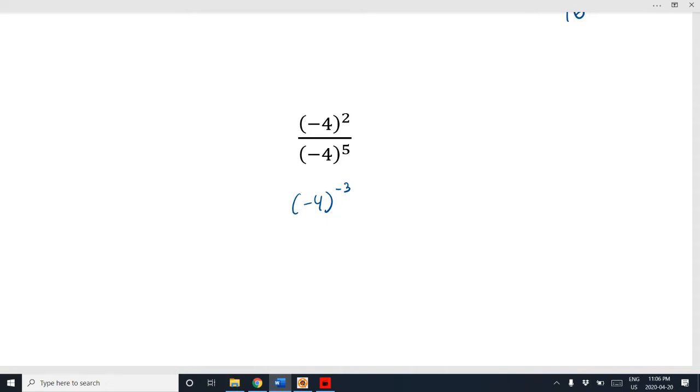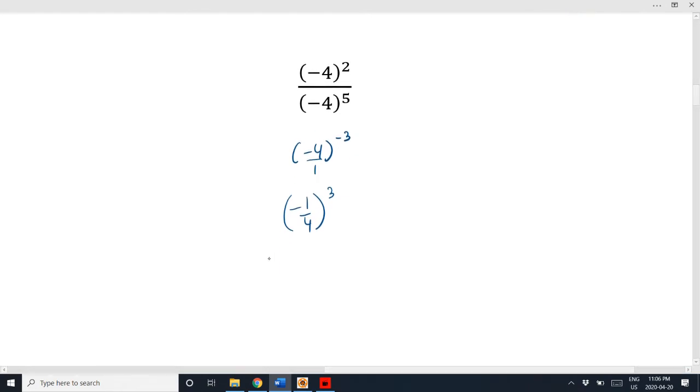We're going to take the reciprocal of the base. So in this case, this is negative 4 over 1. So the reciprocal would be negative 1 over 4. And then we take the exponent, but instead of being negative, we now make it positive. And now we can evaluate.